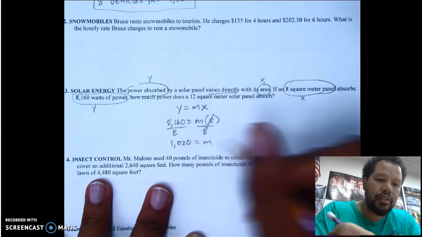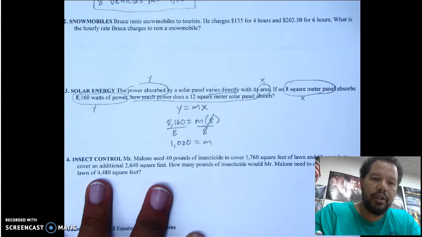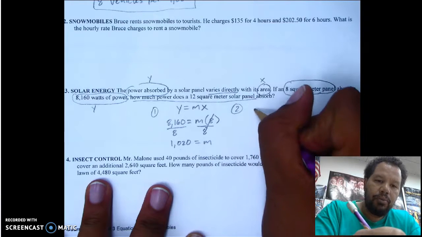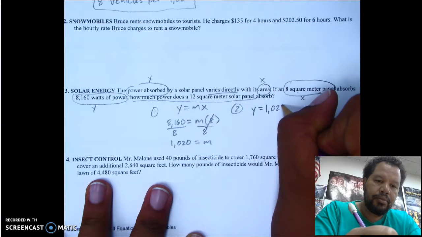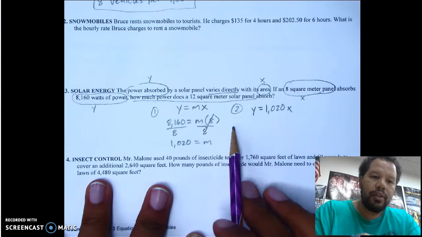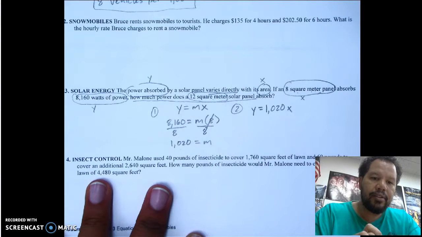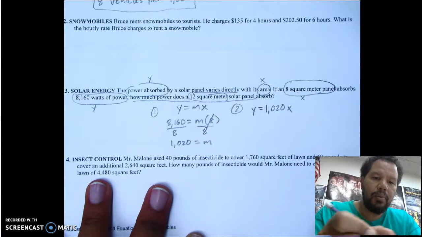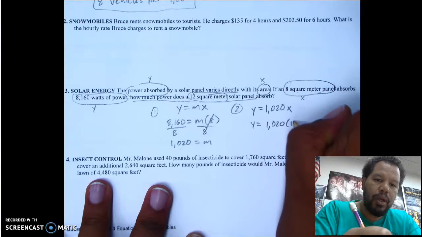What we're going to do is use this to help us find how much power a 12 square meter solar panel absorbs. So this was step 1. Now step 2 is we're going to rewrite our equation, now that we know what our m is, and use this 12 square meters. Remember, 12 square meters is our x. So now we're going to use this new x to find the answer to how much power it's going to be. So I'm going to go y equals 1020 times 12.